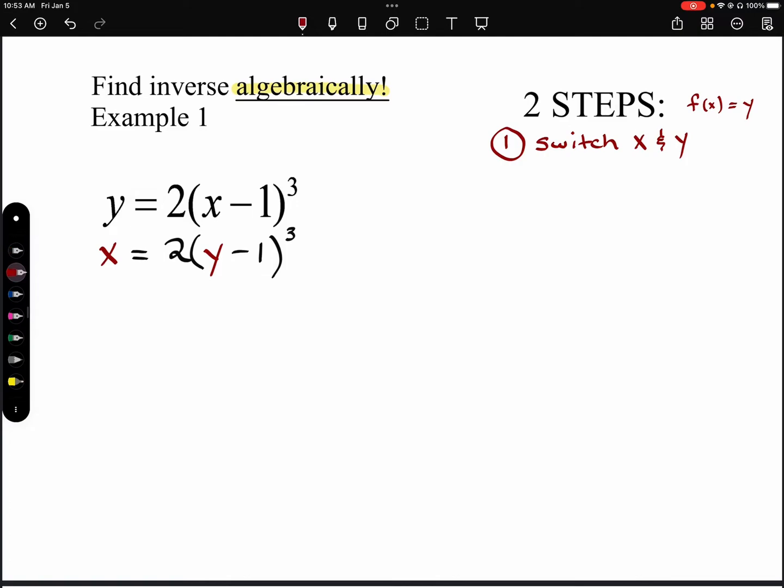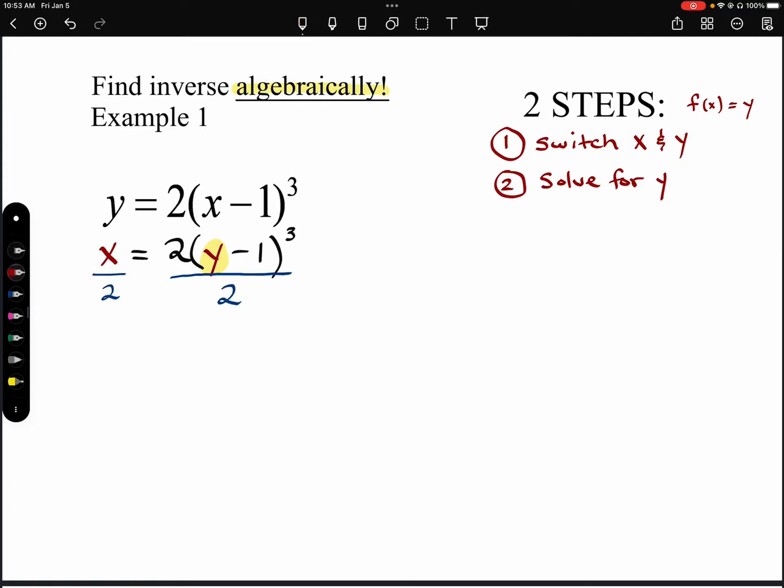And then the second step we're looking at is we are going to solve for y. We're trying to isolate the y in the equation. So now we're trying to get this by itself. And we'll go ahead and demonstrate that. If I'm trying to get y by itself, right now it's inside grouping symbols. So the first step we're going to need to do is get rid of that 2. So we're going to divide each side by 2.